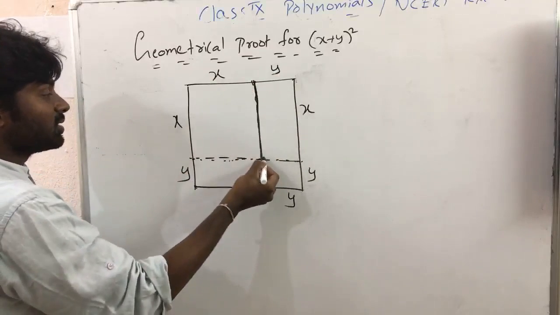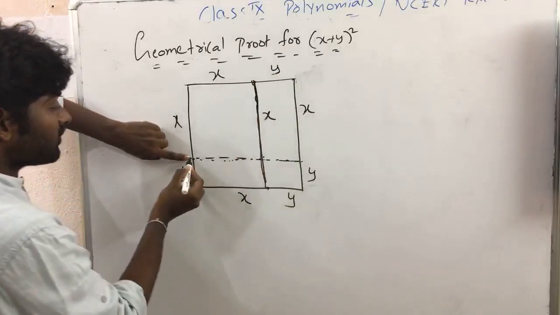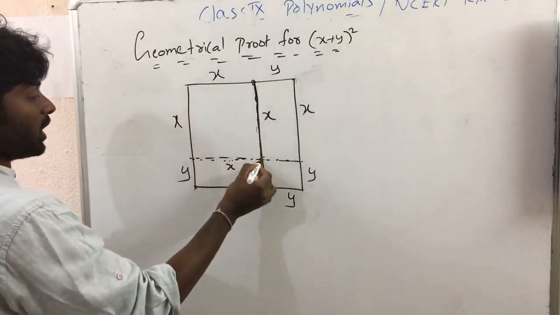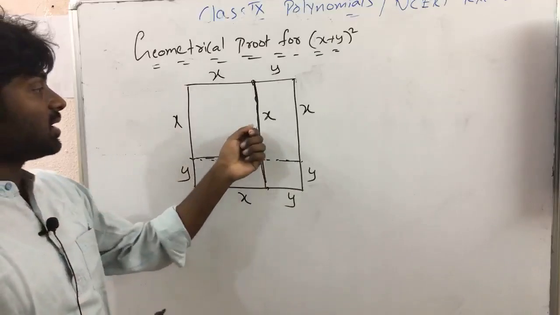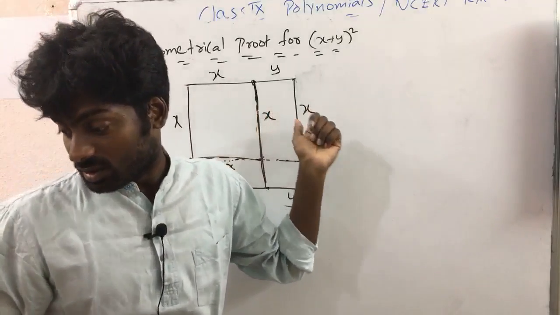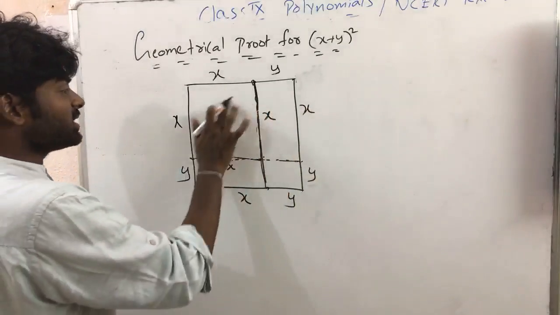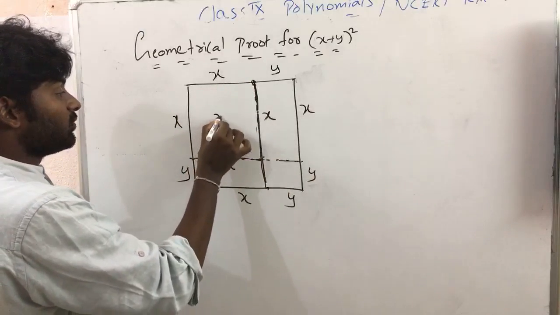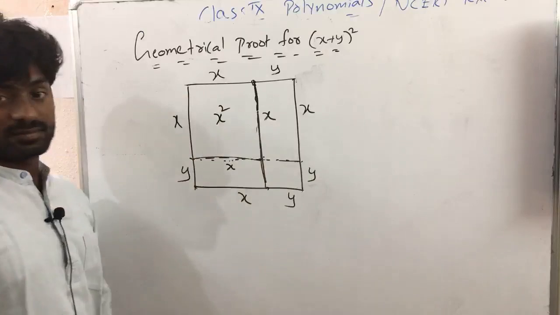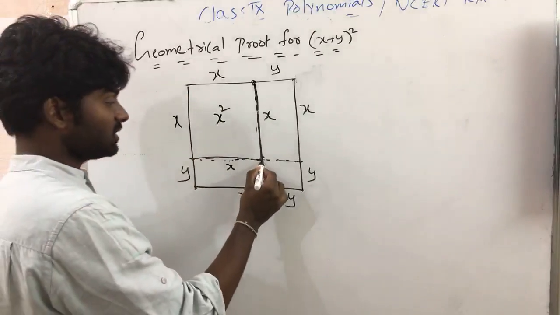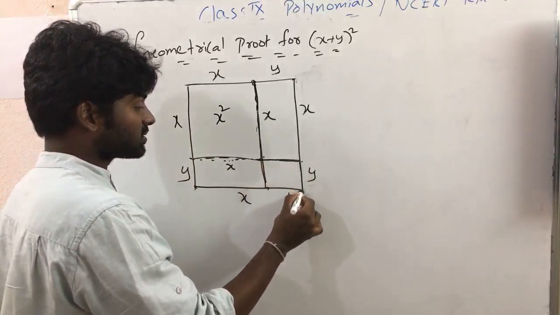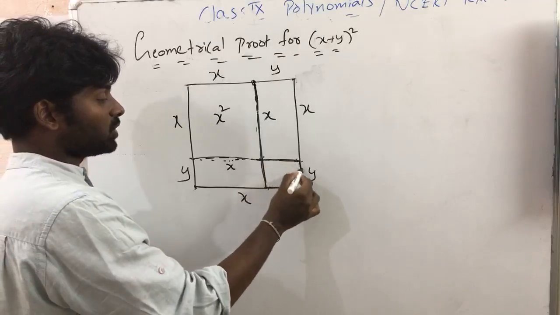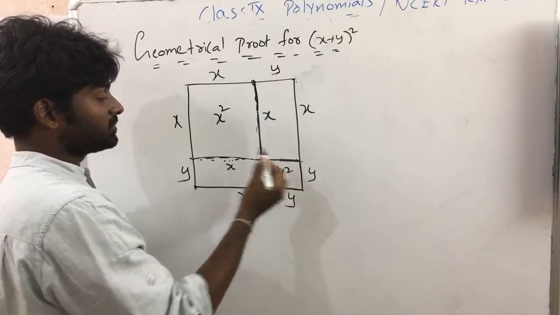From here to here it is nothing but x. Even from here to here, x. So we got one more square with side x. What is the area of this space? That means the area of the square with side x, x square. And what is the area of this? This is a square with side y, y square.